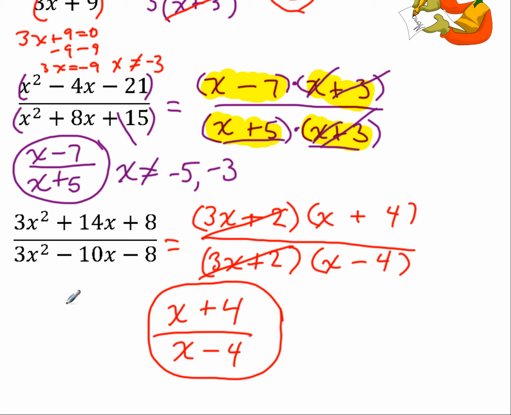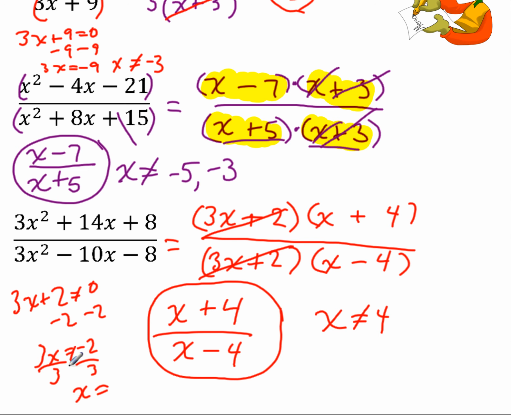Okay, what are my restricted values? Well, let's look at the factored form. I know x cannot equal 4. I see that one very easily. This one's a little harder to see, so I go over and do a little scratch work. 3x plus 2 cannot equal 0. And I solve, and I get 3x equals negative 2. And I divide by 3, and I get x cannot equal negative 2/3. So x cannot equal 4, and x cannot equal negative 2/3. Those are my forbidden values.